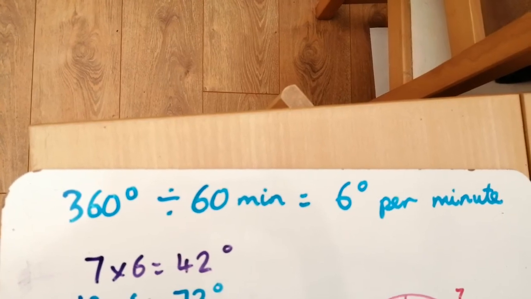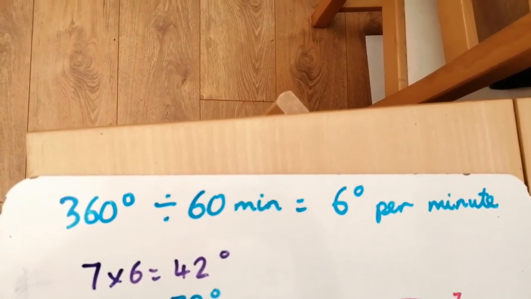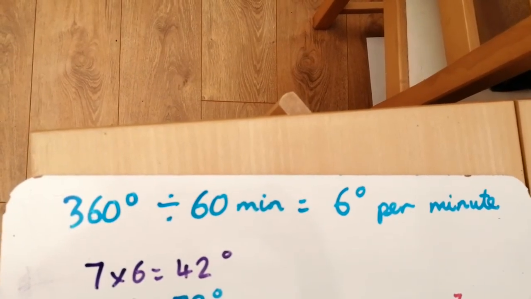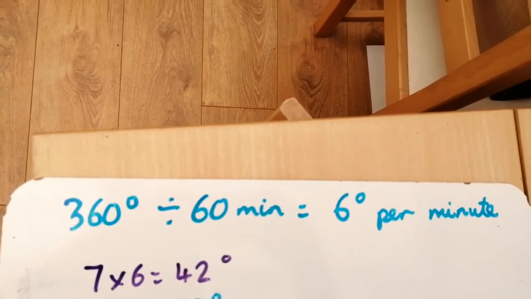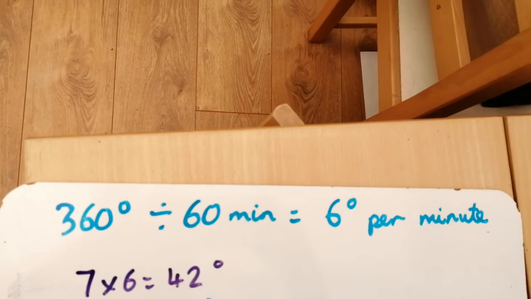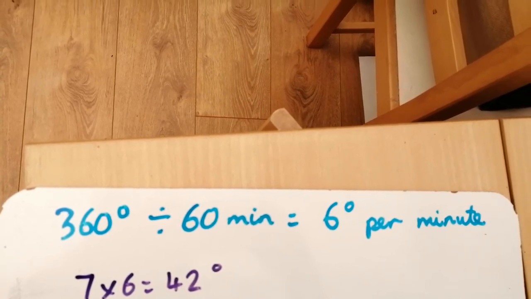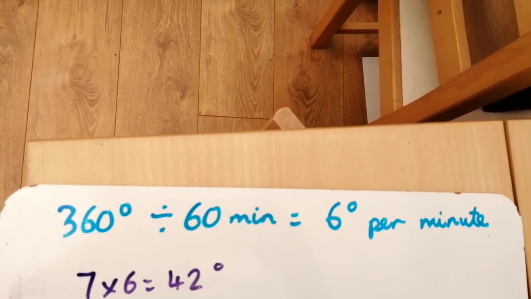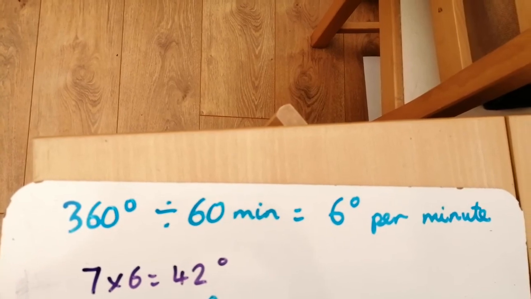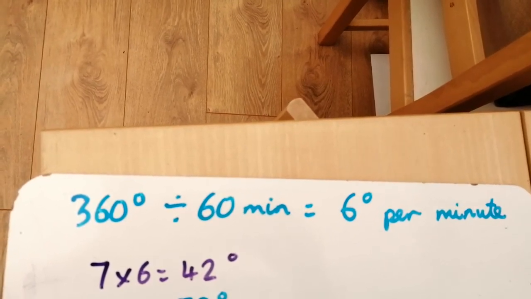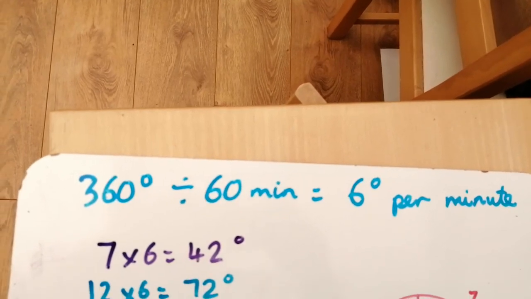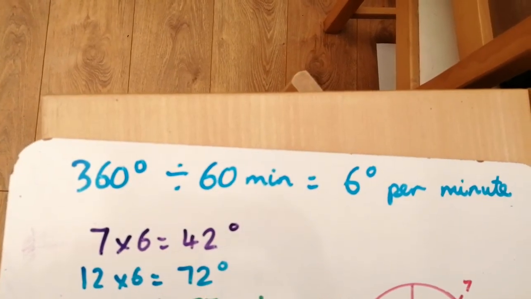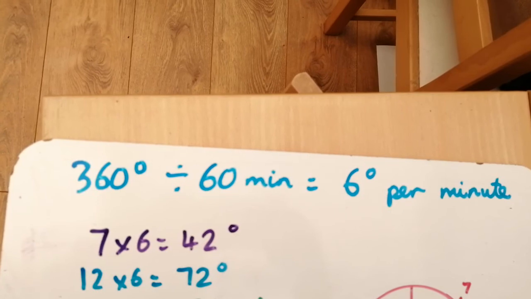So we know that 360 degrees is a full turn and 60 minutes is a full turn on the clock. So if you divide 360 by 60, you'll get 6. So that's 6 degrees for every minute. So if we're going to go 7 minutes around the clock, we do 7 times 6, and that gives us 42 degrees. 12 minutes around the clock would be 12 times 6, which is 72 degrees.